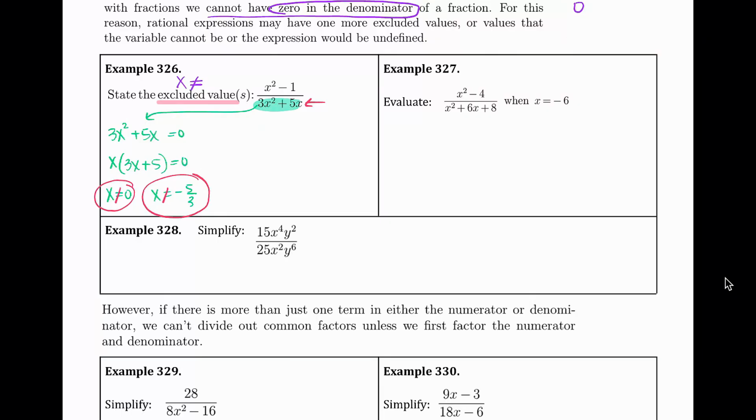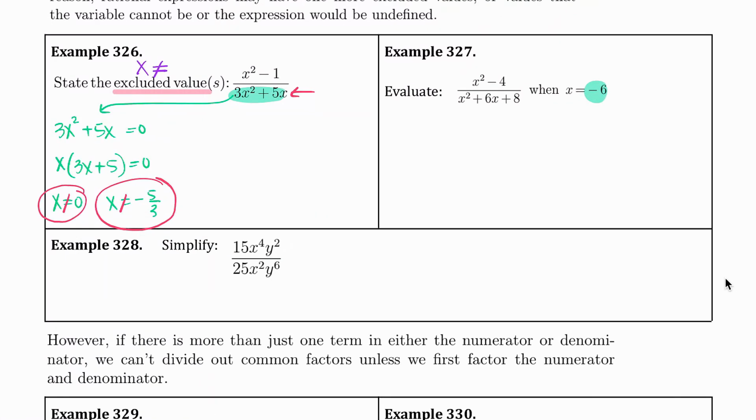One other thing we can do with rational expressions, just with any expression, is evaluate it. So here we have this rational expression. We have a binomial on top, a trinomial on bottom, and it asks us to evaluate when x is negative 6. So to do this, we're going to take negative 6 and substitute it for all of our x's. Don't forget when we substitute, we put it inside parentheses. So I'm going to have (negative 6) squared minus 4 divided by (negative 6) squared plus 6 times (negative 6) plus 8.